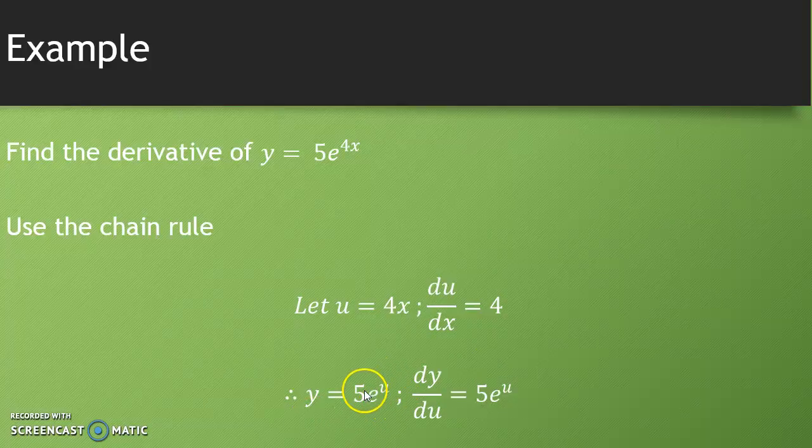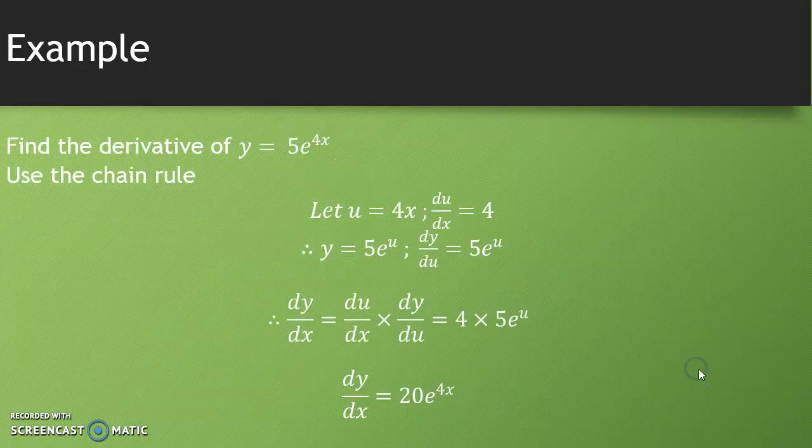Now we know what the derivative of e to the power of u is. It's just going to be e to the power of u. The coefficient 5 is not affected at all, so the derivative of y with respect to u is just 5e to the power of u. Now with the chain rule, we multiply these two values together to find dy/dx. So we multiply those together and we substitute our value for u, we get 20e to the power of 4x.